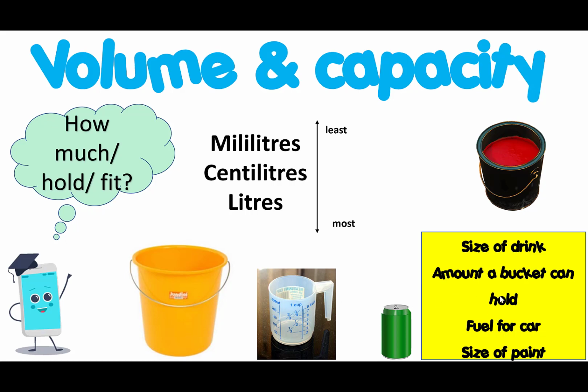It might be fuel for a car. Different cars have different petrol tanks, so they might hold different amounts of fuel. And the size of paint. If I was going to paint a room, I'm going to need different amounts of paint depending on how big my walls are, how much space on the walls I have to paint, and I might need to buy a different sized tin of paint.